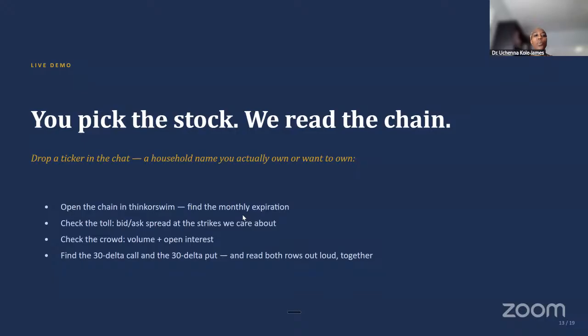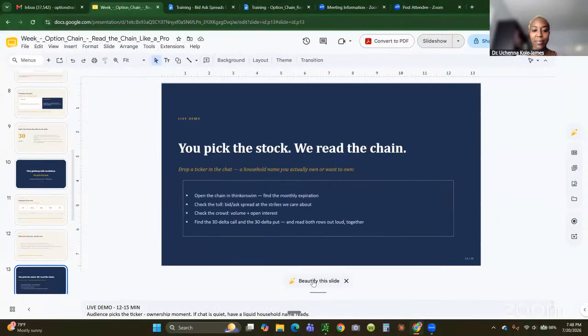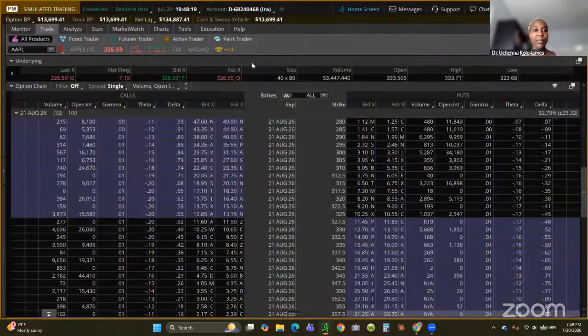Okay. So you pick the stocks, reread the chain. Anyone want to drop a ticker in the chat that you actually own or want to own? And then we'll play with it from there. In the meantime, I'm just going to pick some and let's read it together. And thank you everyone for joining me today.